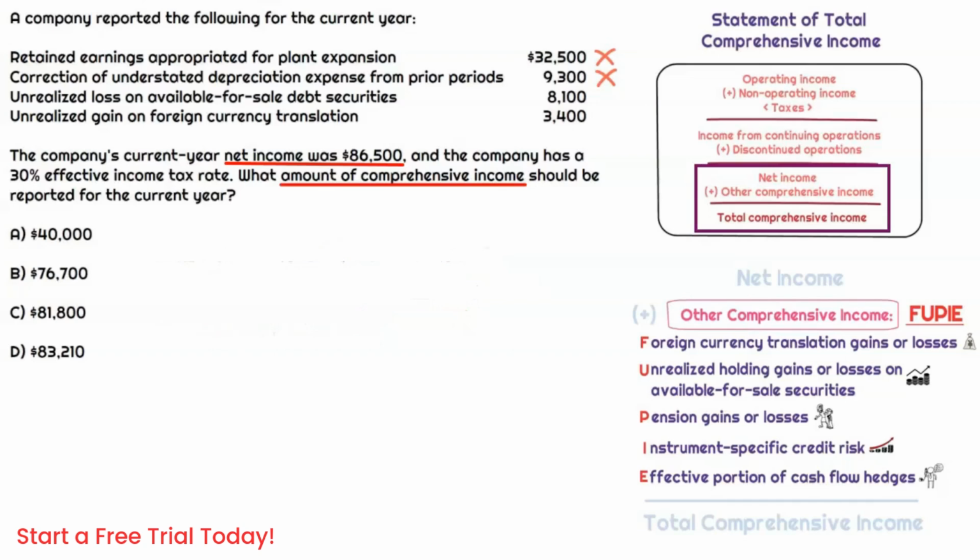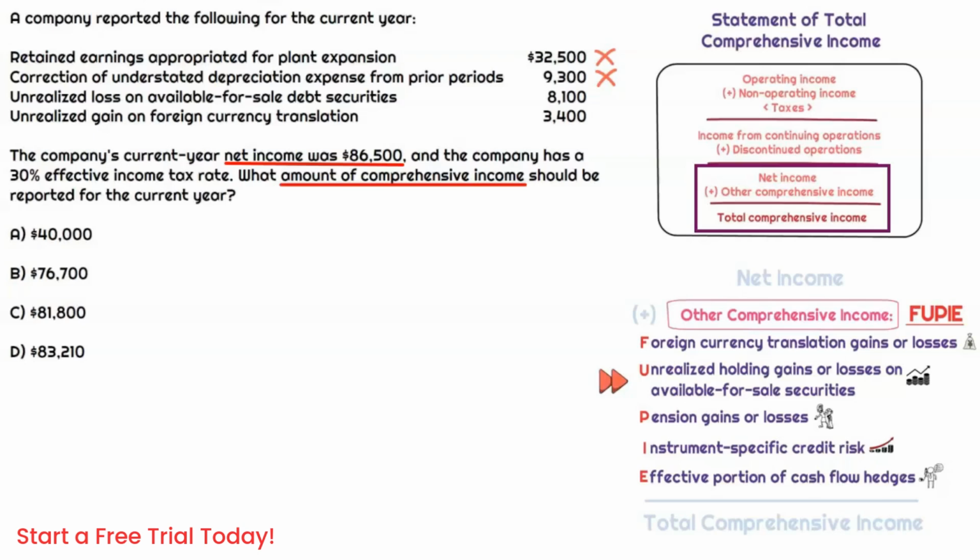Now this next one says unrealized loss on available for sale debt securities. Now again, we will not get to debt securities until a later module, but what we need to know, and you'll remember the FUPI mnemonic here, is that that's the U, right? So we have an unrealized loss on this available for sale debt security. Well, that's going to be recorded in other comprehensive income.